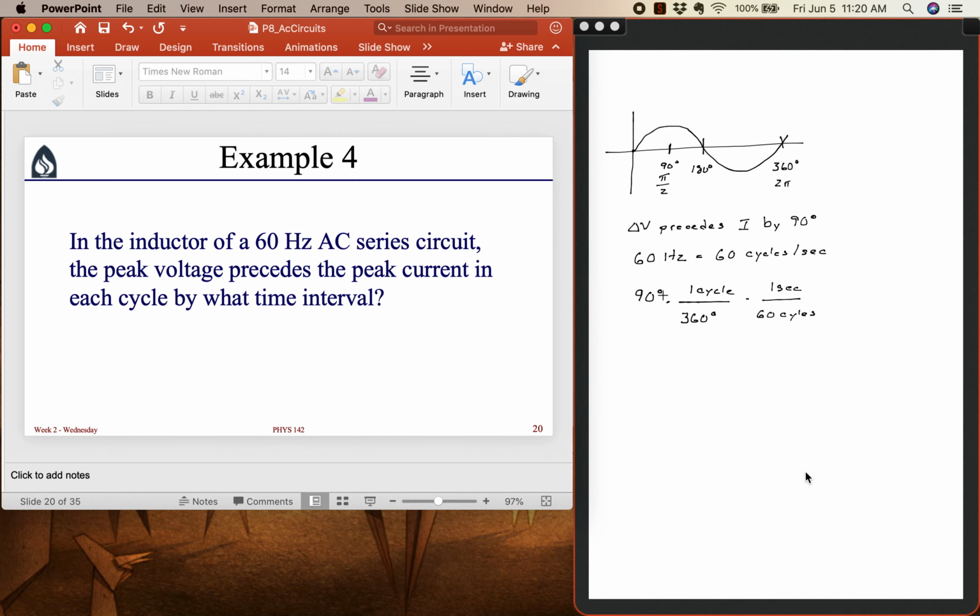So we started out with degrees, and that's the angle by which the voltage precedes the current. We can change it to cycles, and then we can change cycles to seconds using the frequency. So then this is equivalent to 4.2 times 10 to the minus third seconds. So that means that the voltage will reach its peak before the current by 4.2 milliseconds.